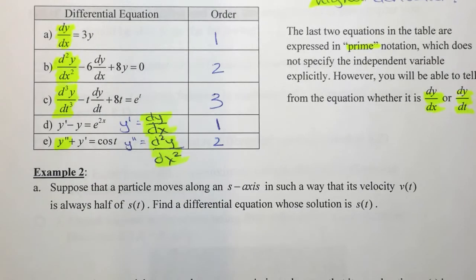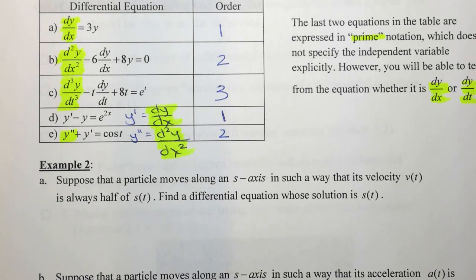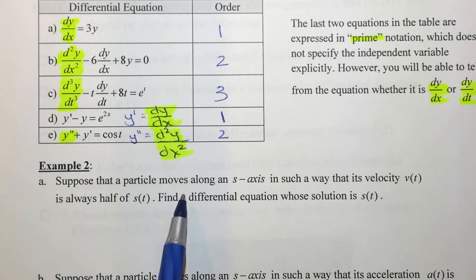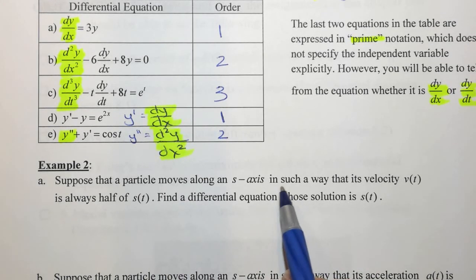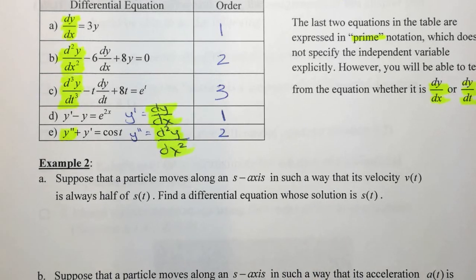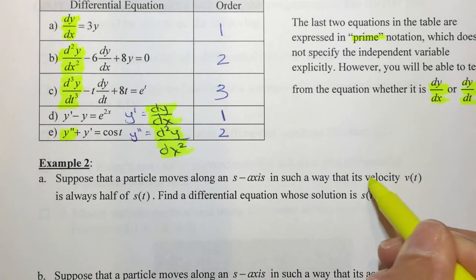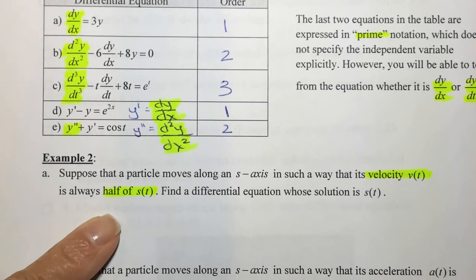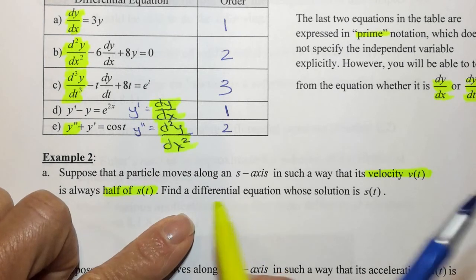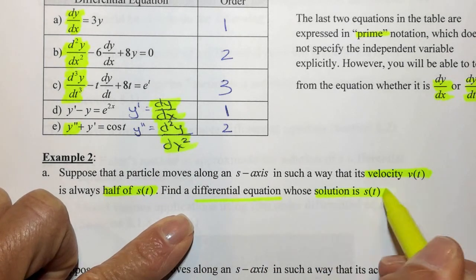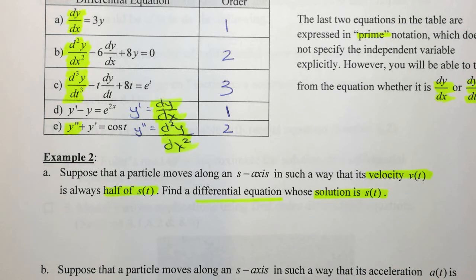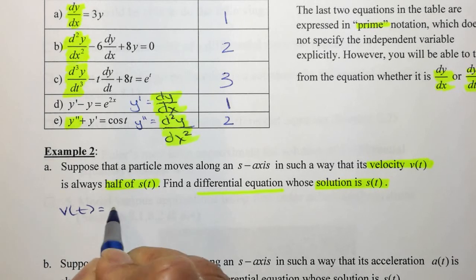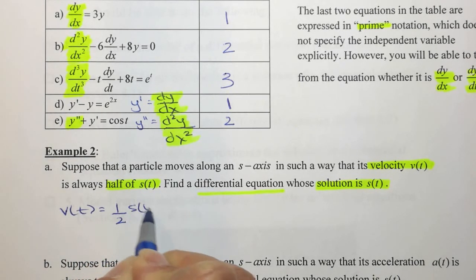Let's take a look at our first example, which is pretty much separation of variables. It says, suppose that we have a particle moving along the s-axis in such a way that its velocity is always half of the position. Remember, s of t is our position function, and v of t is our velocity. We need to find a differential equation whose solution is in terms of s of t. What that means is everything needs to be in terms of the position. What they're saying is that velocity is 1/2 the position function.